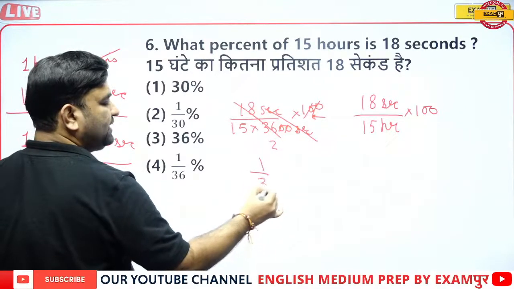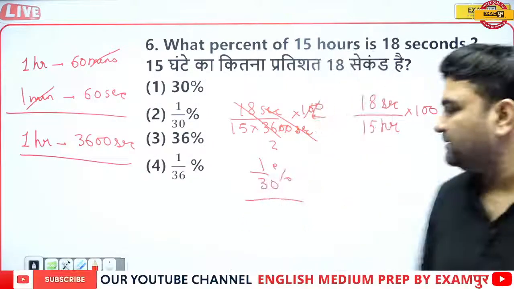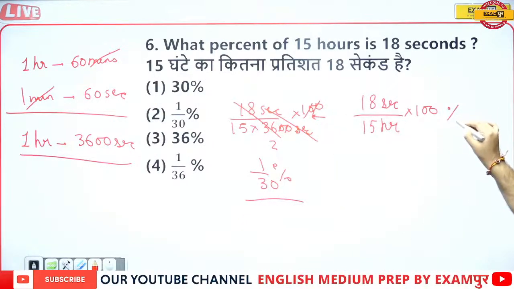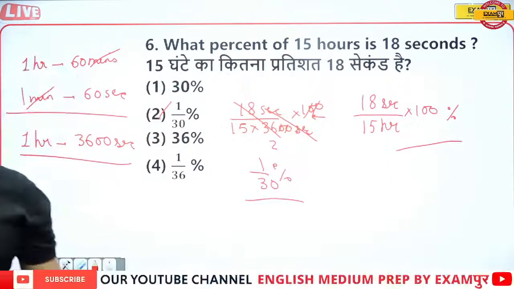1 by 30 percentage is the answer. So it is only 1 by 30 percentage. Option number B. Please do watch out. Any issues, do let me know.